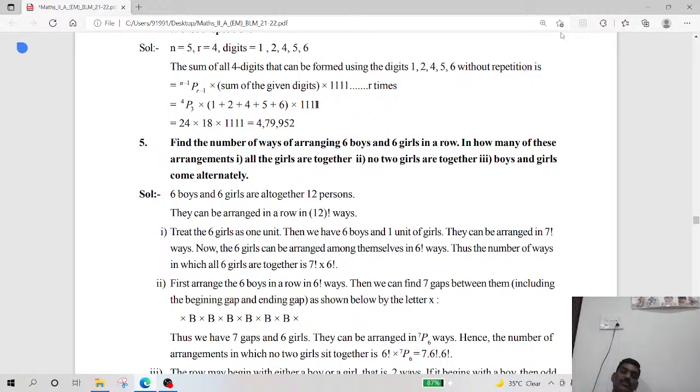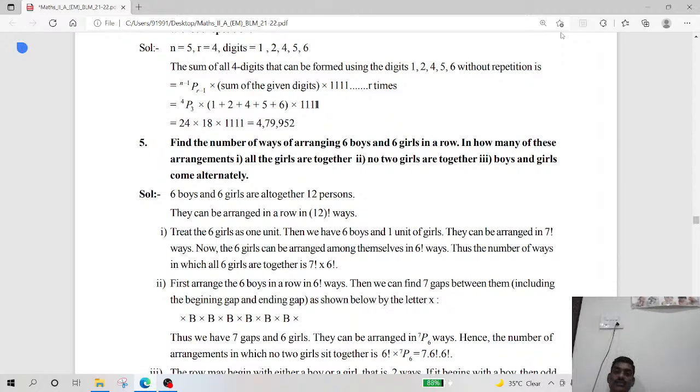Next, find the number of ways of arranging 6 boys and 6 girls in a row. In how many of these arrangements are all the girls together, no 2 girls together, and boy and girl come alternately? 6 boys and 6 girls, all the girls together. Take all the 6 girls as one set and the boys separate. Then 6 plus 1 is 7, so totally 7 factorial ways we can arrange them for the first question, and the girls internally 6 factorial ways.